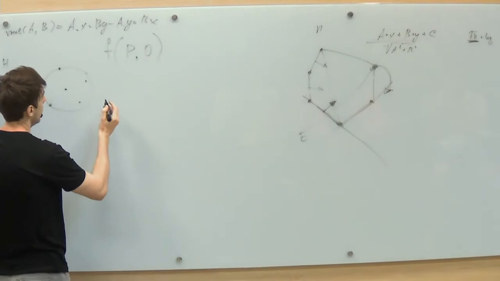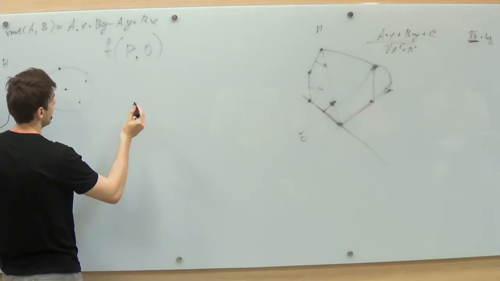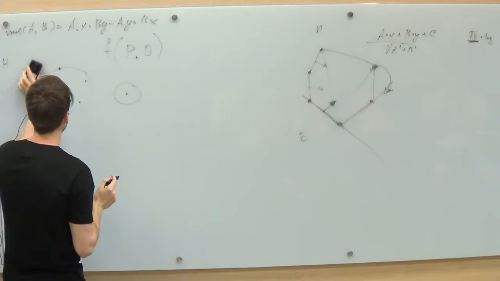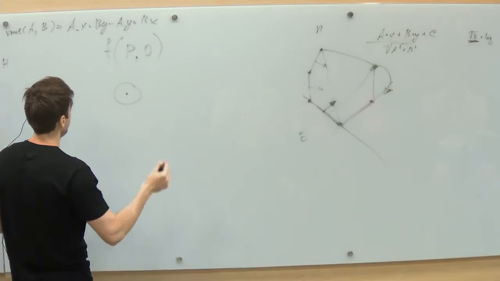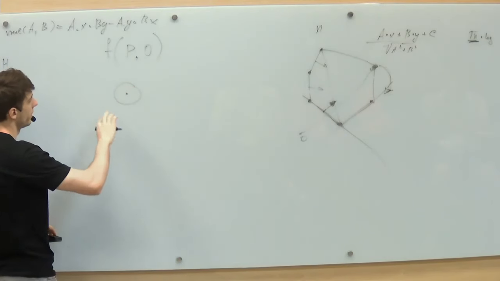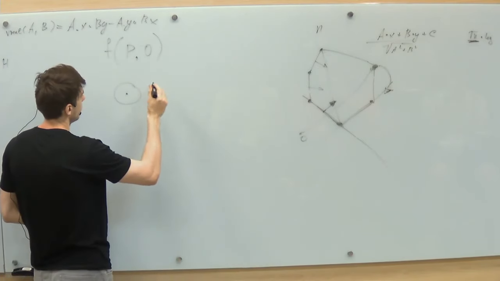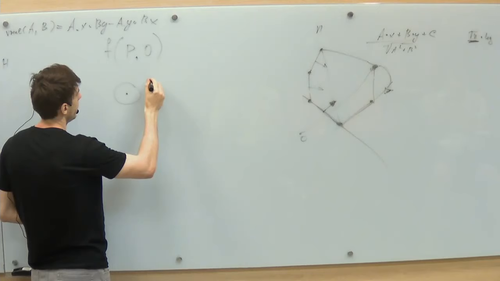So the algorithm goes as follows. For example, we have some circle. Initially it could be any circle, any empty circle. And we will look at our points from our set P one by one.